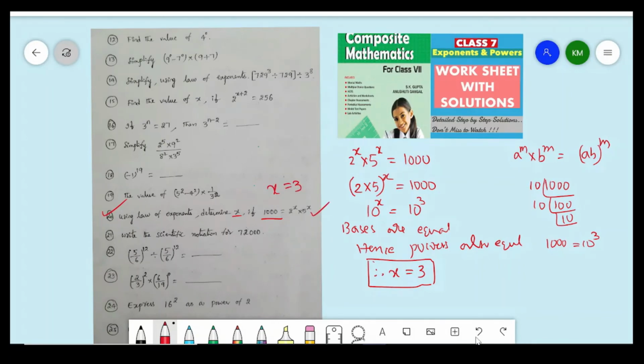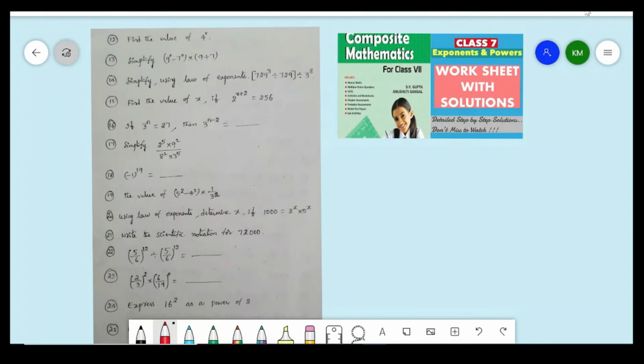I hope you understood this. Let's move to the next problem, number 21. Write the scientific notation for 72,000. 72,000 is simply 7.2 multiplied by 10 raised to the power 4.